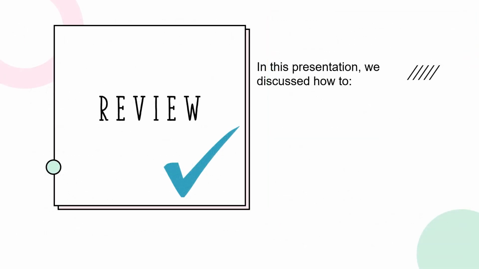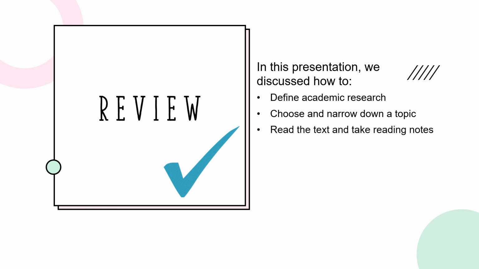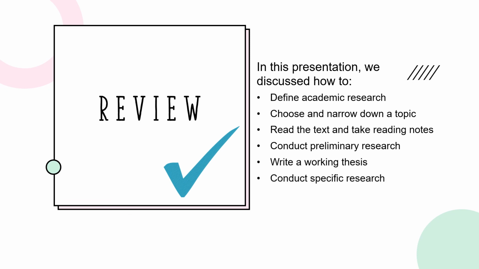Let's review. In this presentation, we discussed how to define academic research, choose and narrow down a topic, read the text and take reading notes, conduct preliminary research, write a working thesis, conduct specific research, and synthesize sources into your writing.